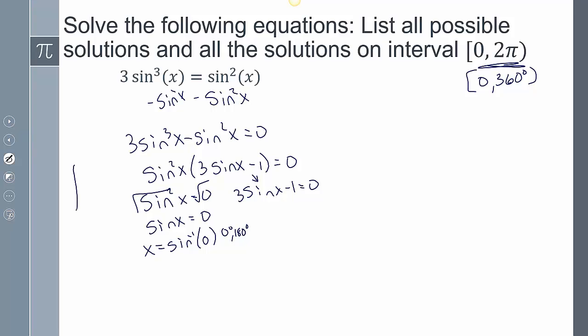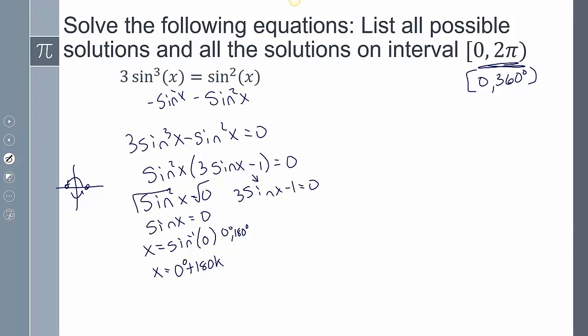Now because these are going to be cyclic by pi, I can actually combine them together. Instead of saying 0 plus 360k or 180 plus 360k, I can combine them and say x equals 0 degrees plus 180k.